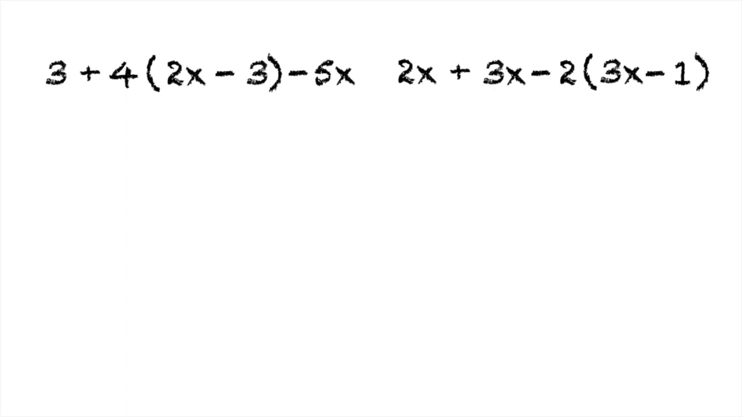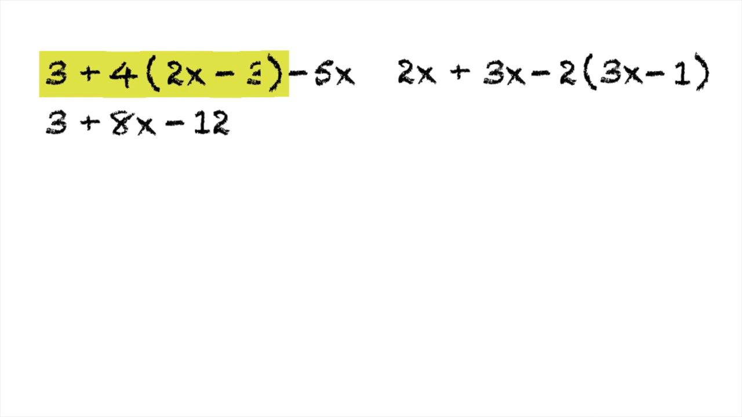So again, we have 3 plus 4 times 2x minus 3 minus 5x. That's equal to 2x plus 3x minus 2 times 3x minus 1. So first, we have our 3. And then, with our 4, we have to distribute this 4 to our 2x minus 3. So 2x times 4, we have 8x, and 4 times negative 3 gives us negative 12. Then we just have to copy minus 5x.